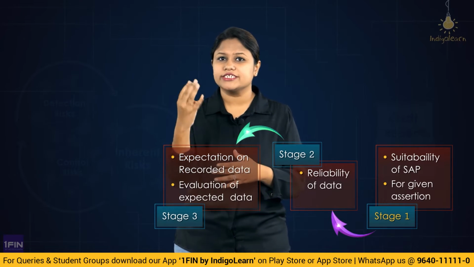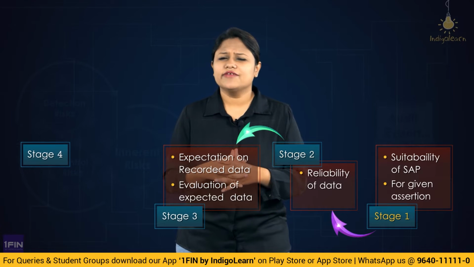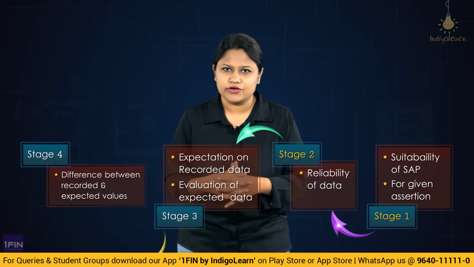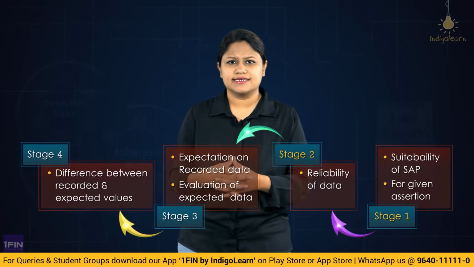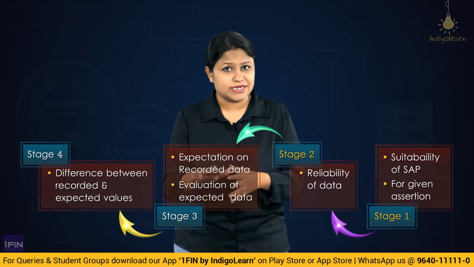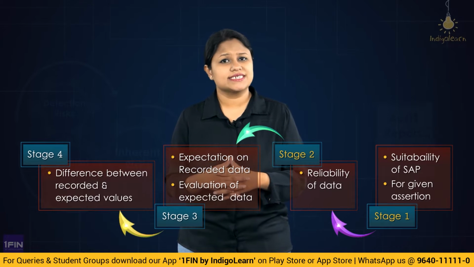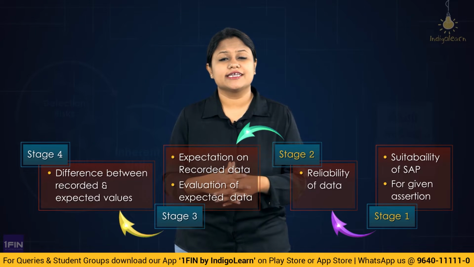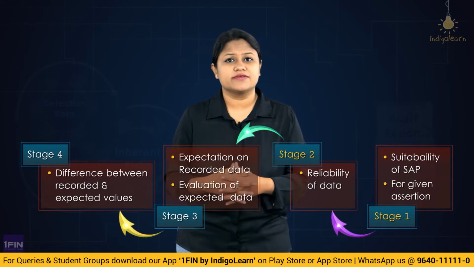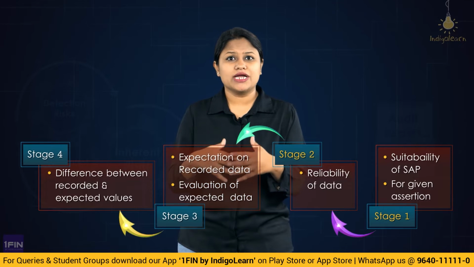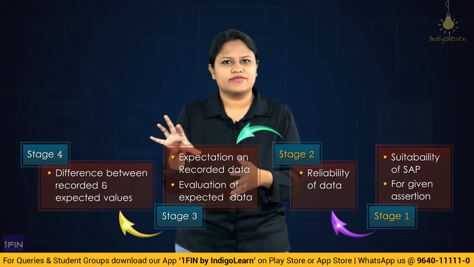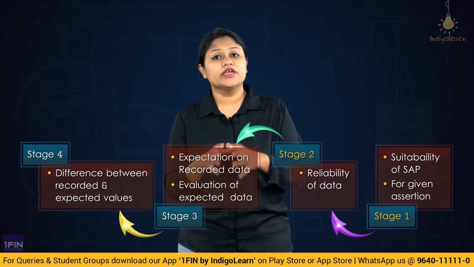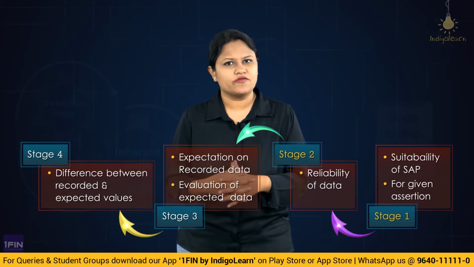In the fourth stage, after the comparison, if there is any kind of difference arising, we will investigate it further. If there is no difference arising, or if there is a difference which is acceptable, then in that case we will decide not to perform the substantive procedure, which is the test of detail, on that component. So you don't have to go again in detail, check each and every transaction, do the vouching. All of that is not required. We could rely on the analytical procedure performed.